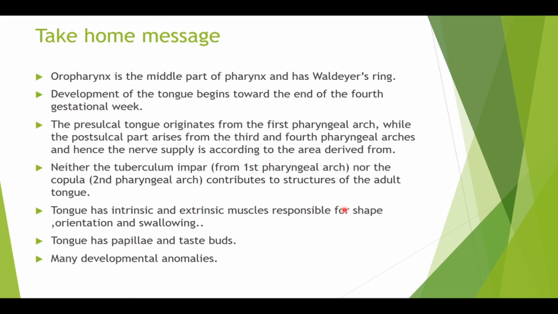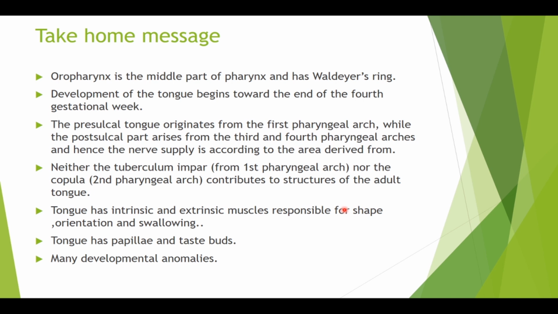Now, take home message in this particular topic is oropharynx is the middle part of pharynx and has got Waldeyer's ring. They are the lymphoid aggregations. Development of tongue begins towards the end of the 4th gestational week. The presulcal tongue is the first pharyngeal arch derivative, whereas the postsulcal is from the 3rd and 4th arches, and hence the nerve supply is according to the area derived from.